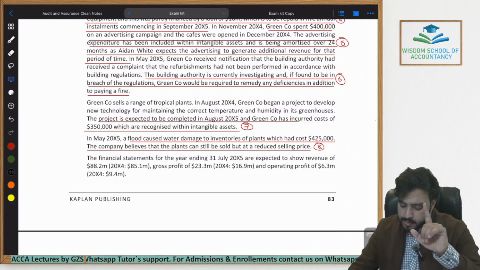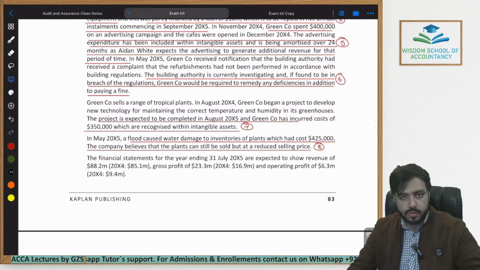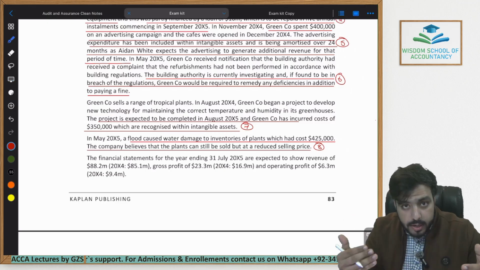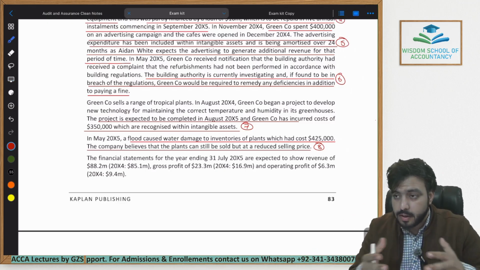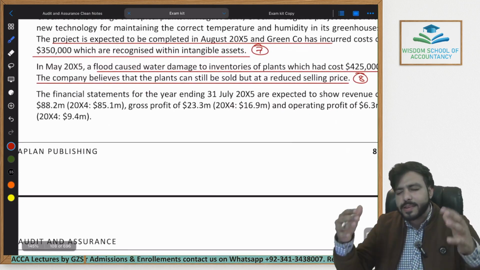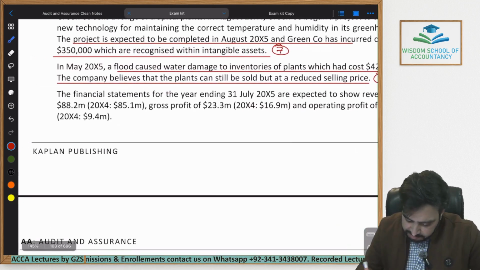As a student, I would simply stop here and move towards the next question. That's it. But right now we are in an actual recorded lecture. We are not doing an exam right now. Let's read forward and try to identify how many more risks we are able to identify.